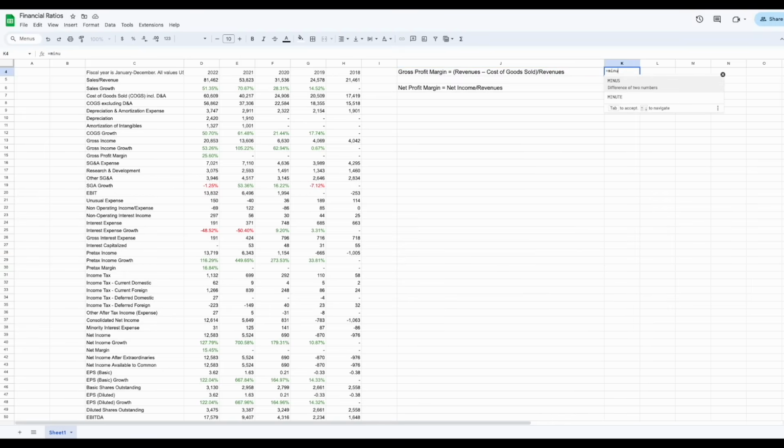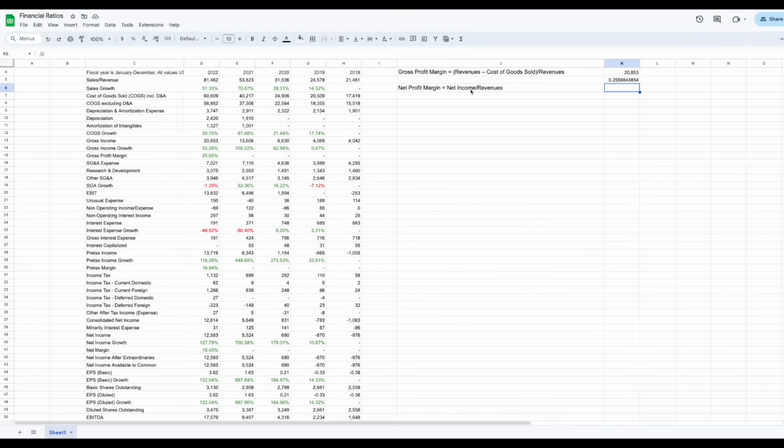So using Excel, we can use the minus function to take the revenues, which is right here, and subtract it from the cost of goods sold, which is right here. And this gives us 20,853. And now we can use the divide function to divide this value by the total revenues, which is right here. And this gives us a gross profit margin ratio of 0.255 and so on.